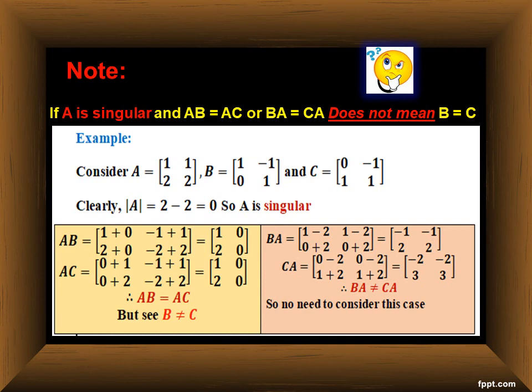Okay. So when I check for the other case BA equals CA, here BA and CA we are getting different matrices. So BA not equal to CA, in this case we don't need to consider it. So if A is singular and any of these two conditions holds, it does not mean B equals C.